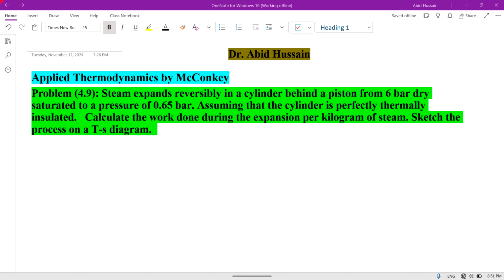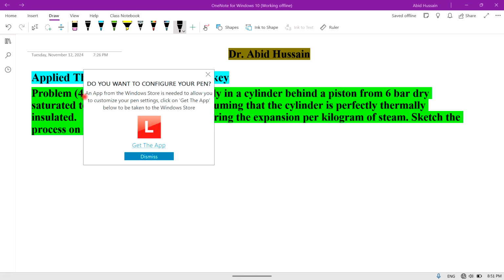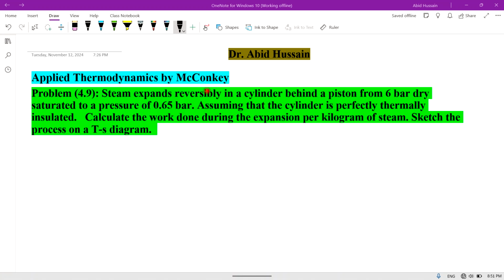In this lecture, we are solving problem 4.9 from Applied Thermodynamics by McConkey. The problem is: steam expands reversibly in a cylinder behind a piston from 6 bar dry saturated to a pressure of 0.65 bar, assuming that the cylinder is perfectly thermally insulated. Calculate the work done during the expansion per kilogram of steam and sketch the process on a TS diagram.